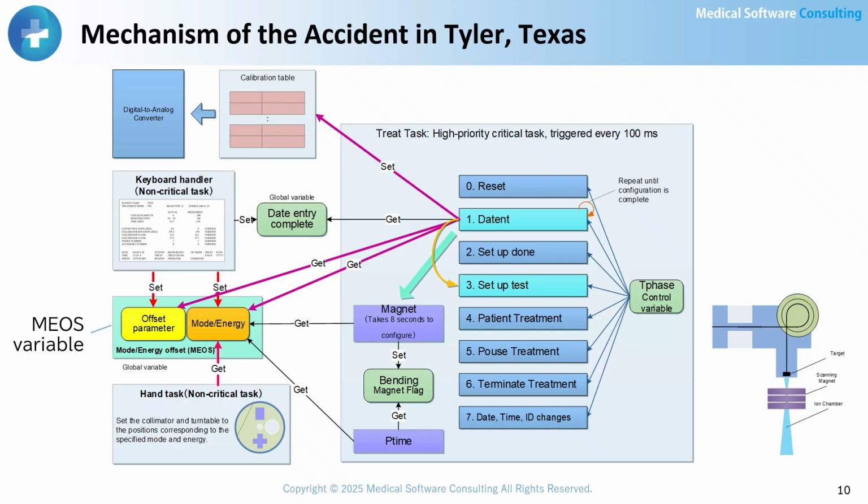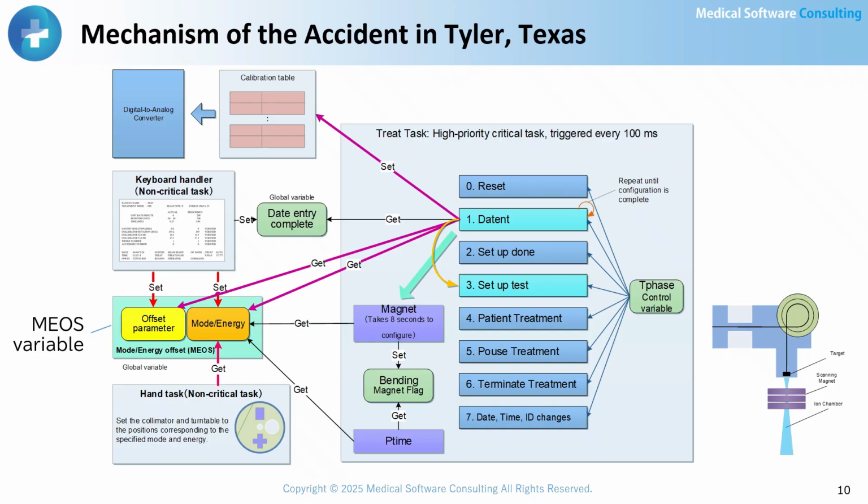Each time the data entry routine was called, every 100 milliseconds, it checked whether the data entry complete flag was set to 1. If so, it immediately advanced T-phase to state 3. In other words, even if the operator was in the middle of correcting an input error, the system could still proceed to the next phase, making this a dangerously flawed design.